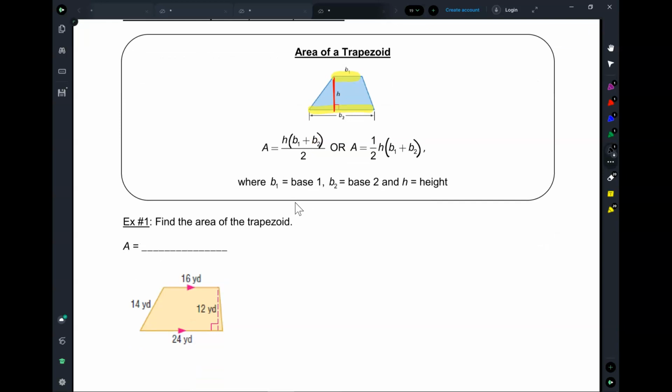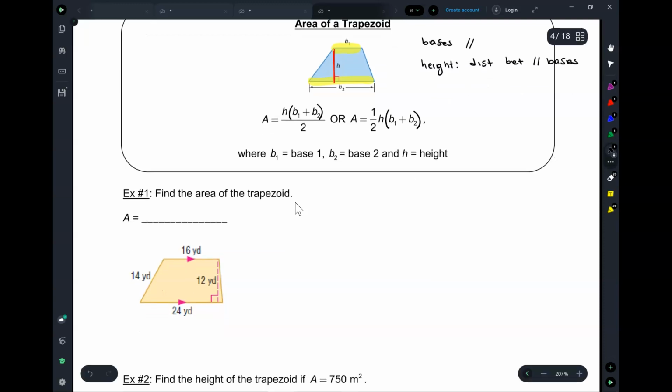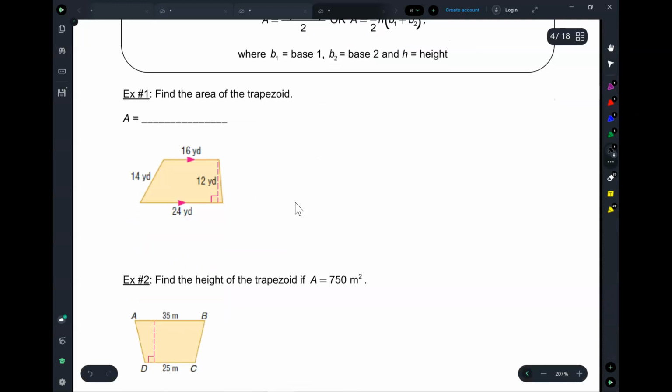So you just have to remember the 2 bases are parallel to each other, and the height is the distance between the parallel bases. Okay? And this is super, super important because you actually see this again and again, and it plays a very big part in calculus. All right? Okay, so it's half times base 1 plus base 2 times height. Okay, so here we go.